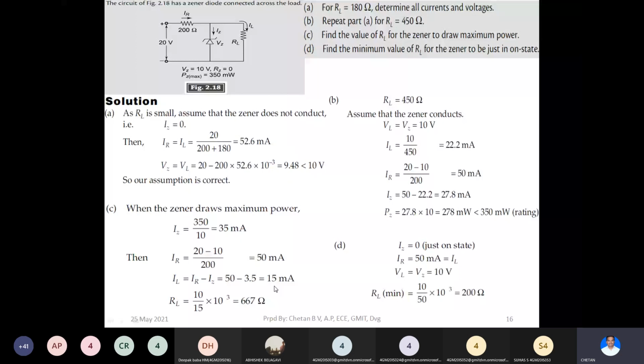After finding IL, you have to find out the RL value. To find out RL value, use Ohm's law again. So what does Ohm's law tell? V equals I into R. Therefore, R is equal to V by I, right? So V is 10 volt, whatever the voltage across this.